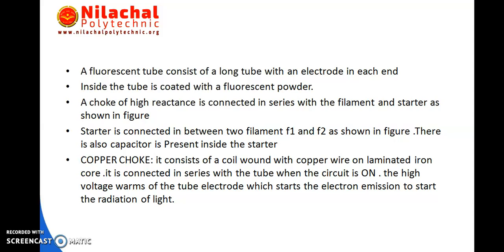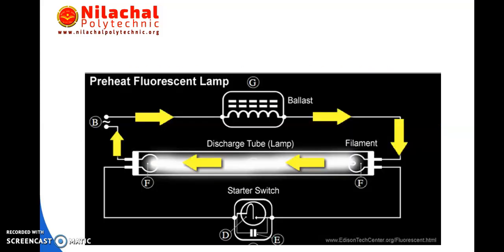It is connected in series with the tube when the circuit is on. The high voltage one of the tube electrodes starts the electron emitter to start the radiation of light. Okay, that is called a copper choke. So, yeah, you can see this diagram here.